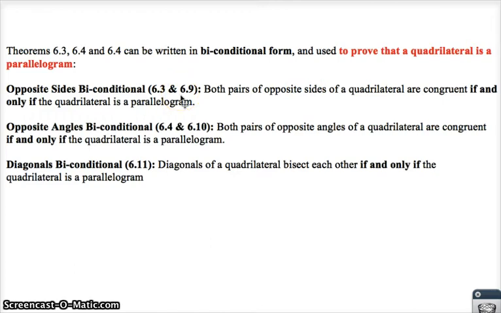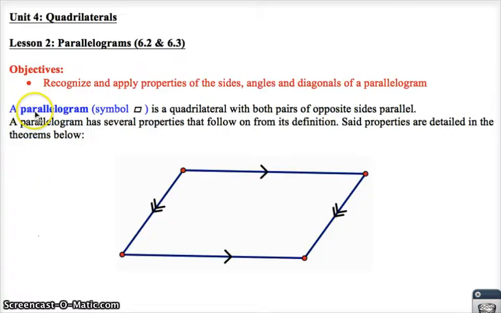We're going to let you use it as, well, if I know it's a parallelogram, then I know this stuff is true about it, and if I know this stuff is true about it, then I know it's a parallelogram. Hopefully that makes sense. Rewind and watch that a few more times if not.